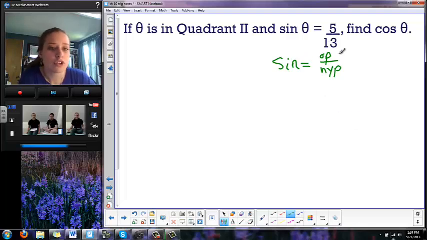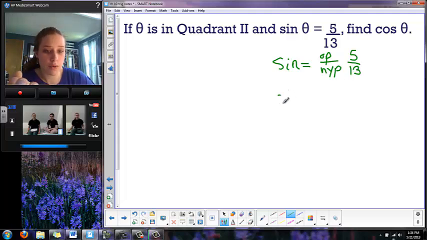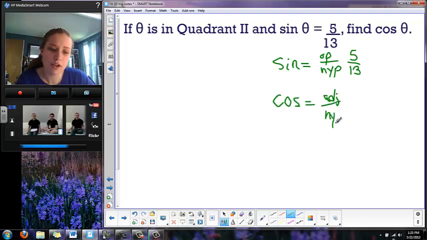Thank you. So we know that the opposite side of a triangle is going to be 5, and we know that the hypotenuse is 13 from the fraction that it gives us in the problem. Now we have to figure out what cosine is. Cosine theta. So cosine is adjacent over hypotenuse. So we already kind of know part of this fraction that we're going to need. We already know that the hypotenuse is 13. But what we need to do is figure out what that adjacent side is.